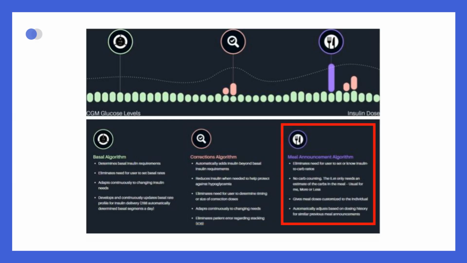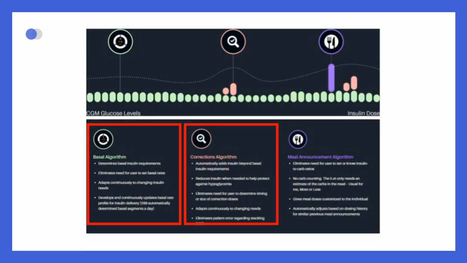3. The meal dose algorithm automatically determines meal doses in response to user meal announcements, considering meal type, which can be breakfast, lunch, or dinner, and meal size, which can be usual for me, more or less.